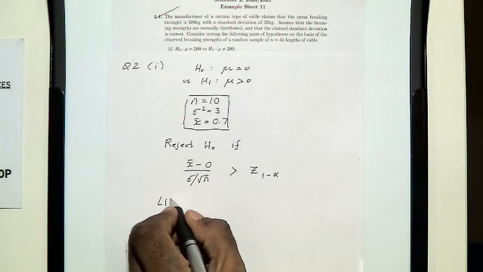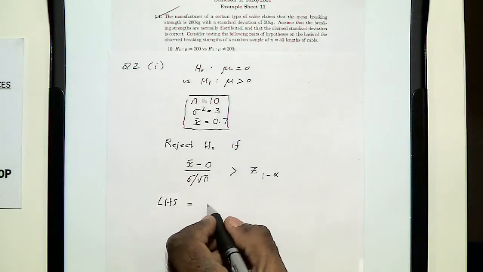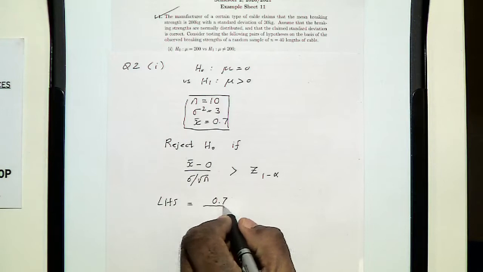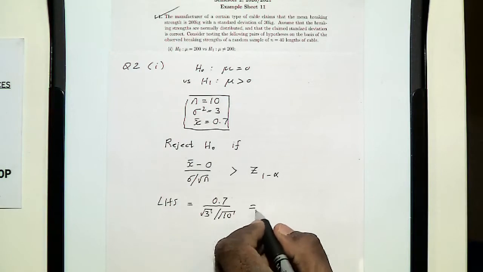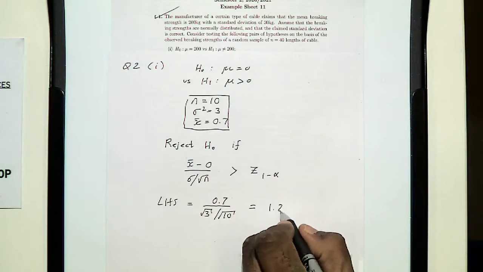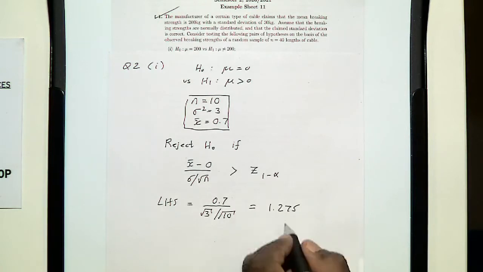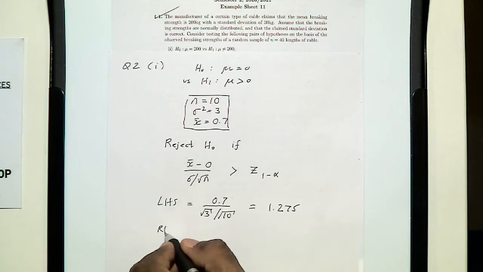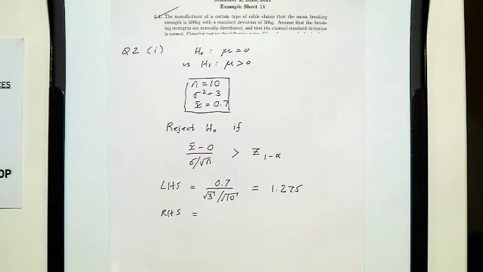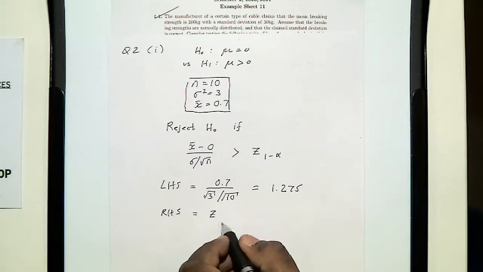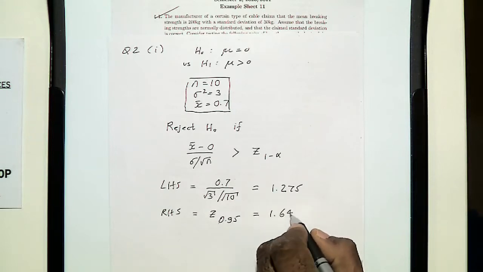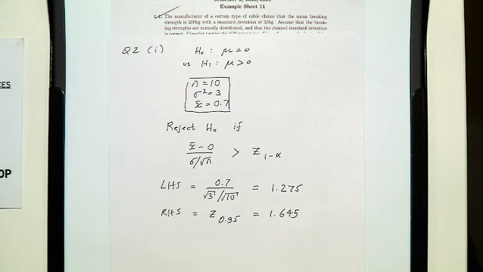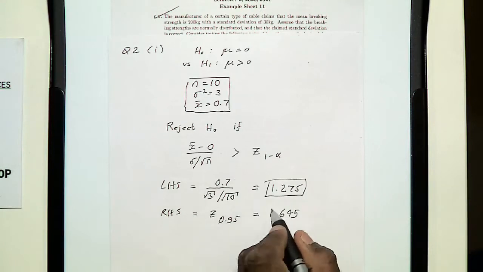Now let's compute the left hand side. x bar is 0.7, sigma is root of 3, and n is 10, so root of 10. If you work this out, this will be 1.275. And the right hand side, we are using 5%, so alpha is 0.05, and z1 minus alpha is 1.645. Alright, so this is the left hand side and this is the right hand side.